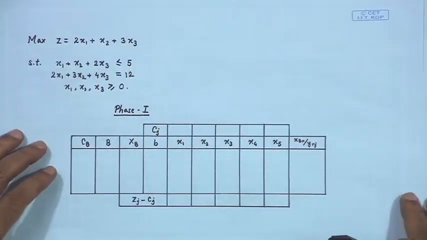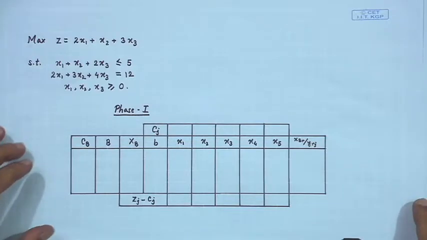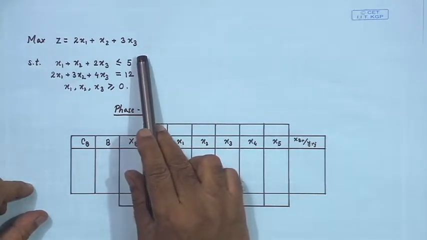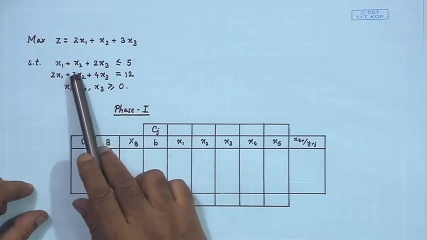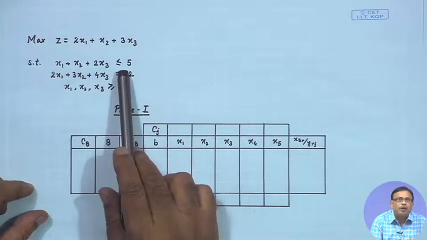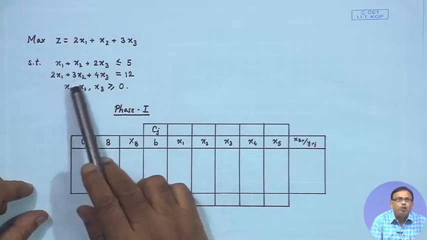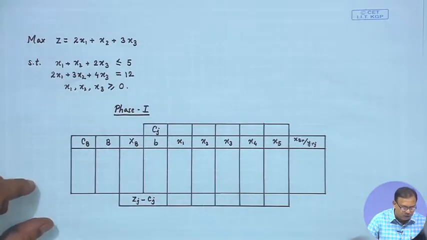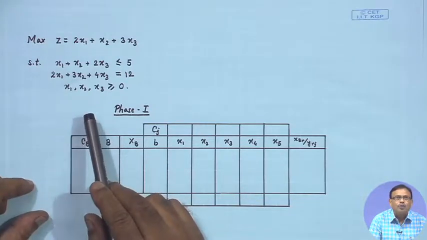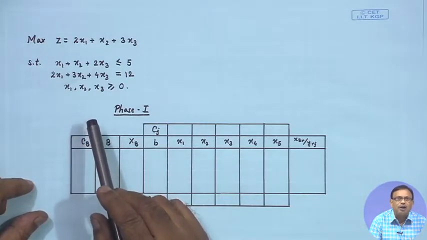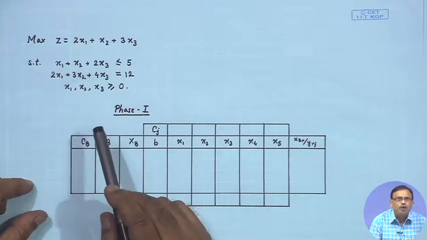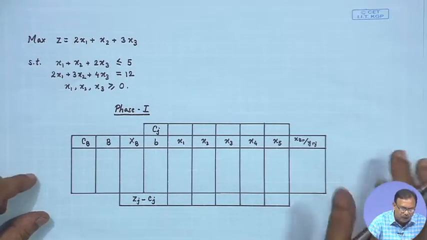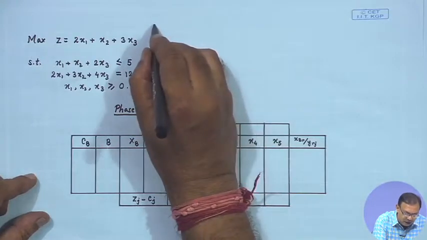Let us take the first example. I want to maximize 2x1 plus x2 plus 3x3 subject to x1 plus x2 plus 2x3 less than or equal to 5 and 2x1 plus 3x2 plus 4x3 equals 3, and of course, you have the non-negativity restriction, that is x1, x2, x3 greater than or equal to 0. So, first thing I will do, I will write it in the standard form.